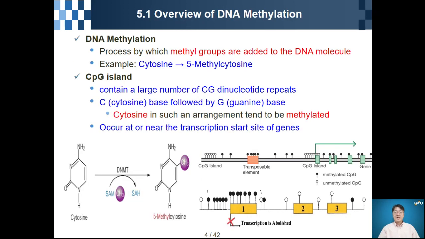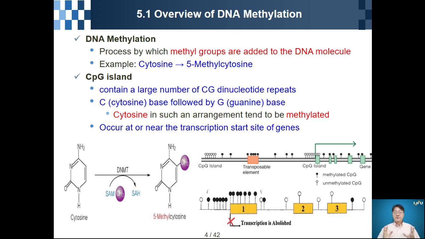In this slide, I will explain the first subject, the overview of DNA methylation. DNA methylation is a process by which methyl groups are added to DNA molecules. For example, this is cytosine. Cytosine has the first, second, third, fourth, fifth location. The fifth location is methylated, so cytosine becomes 5-methylcytosine.